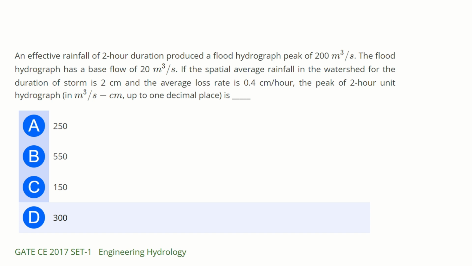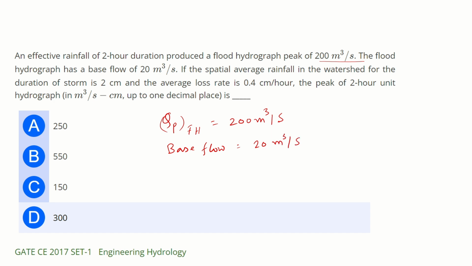So the first question is: an effective rainfall of 2 hour duration produced a flood hydrograph peak of 200 meter cube per second. So the peak of the flood hydrograph is given, that is 200 meter cube per second. The base flow is also given to us, which is 20 meter cube per second.